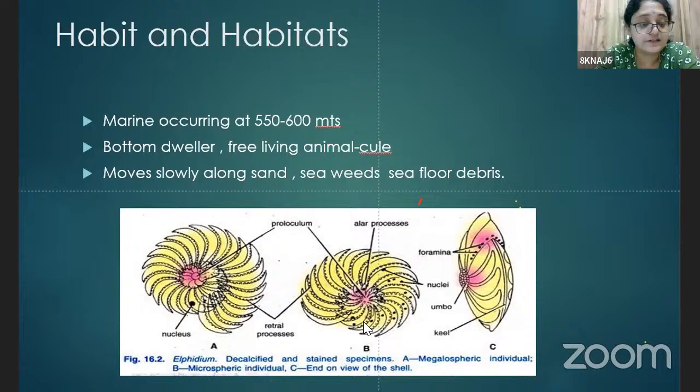And this takes place in about 2 years. That is the time you are looking at. They have given that particular life cycle picture in your textbook. Basically, you can just have a look at it.